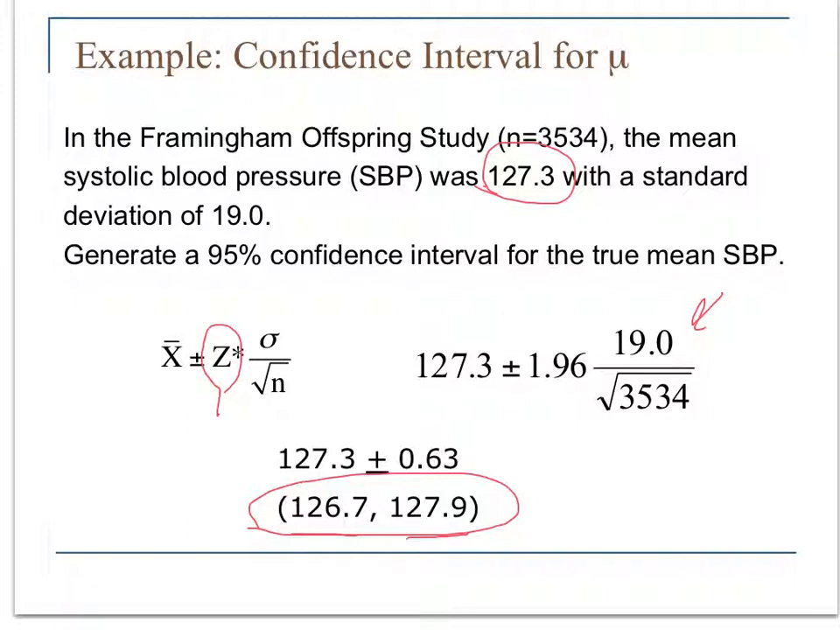What do you notice about this confidence interval? Would you say this is a very wide or very narrow confidence interval? It's a very narrow confidence interval, right? And you shouldn't be surprised to see such a narrow confidence interval because look at how big that sample size is. So this is really going to help you double check your work. If you have a very large sample size, you should expect to see a small margin of error.